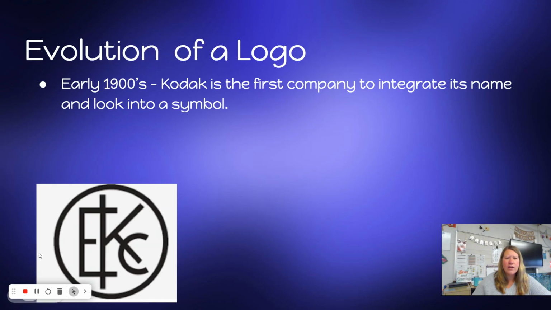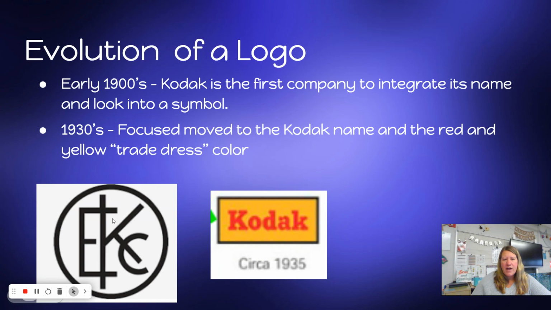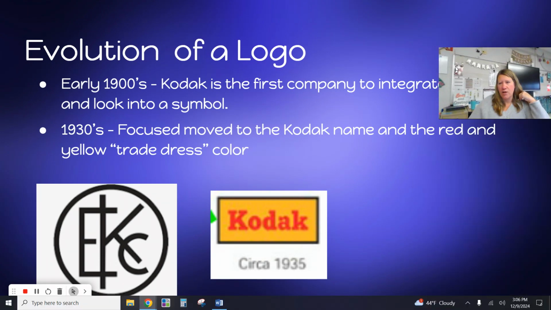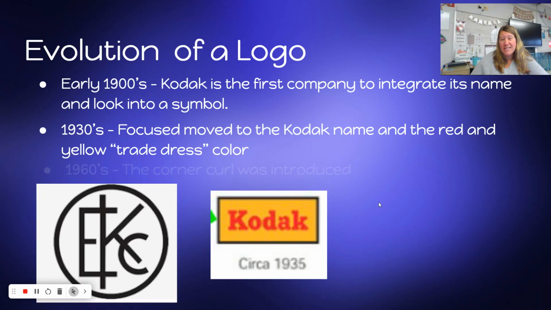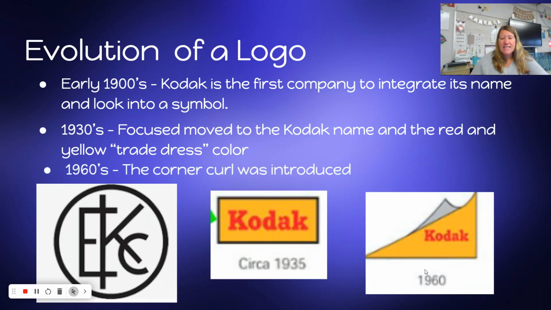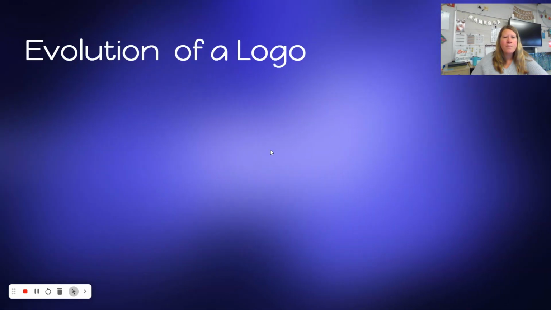Do you know what Kodak makes? Cameras, photo paper. All right, so then they've moved from the EKC, the monogram type thing, into the red and the yellow, which is their trade dress colors. And it's just kind of a box, a rectangle. In the 1960s, they've now put in this corner curl. Don't know why, but that's the 1960s. I know they're not the best images, but it's okay.